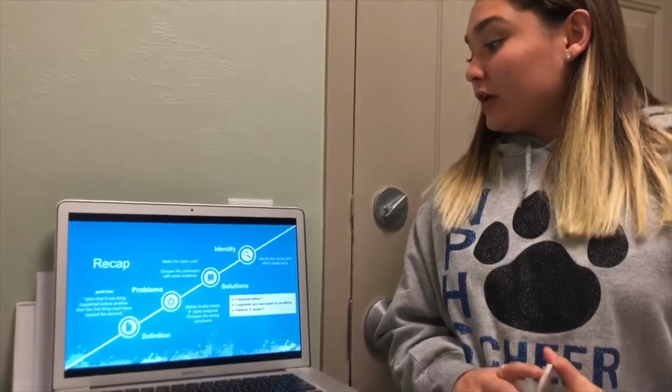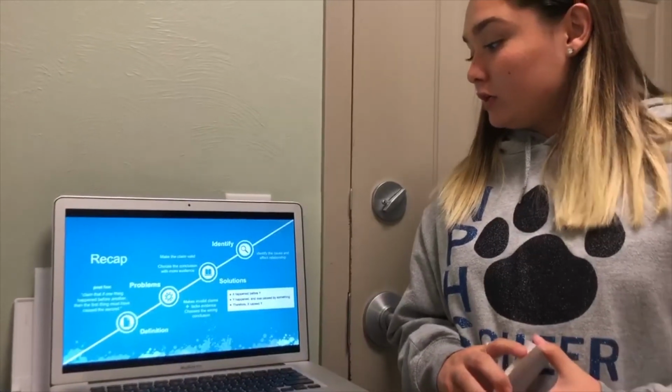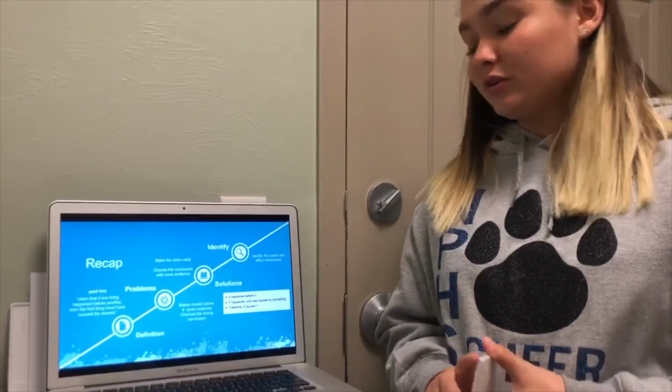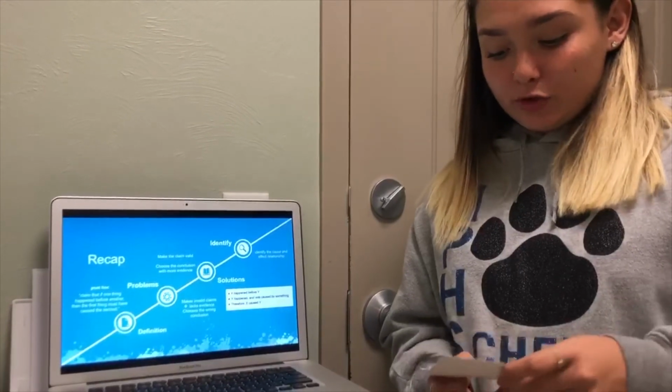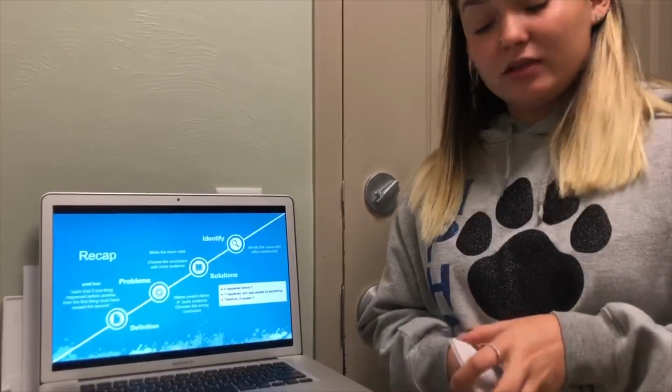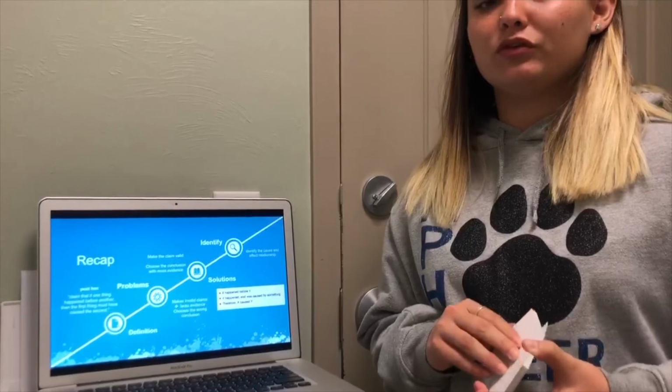To identify the post hoc in an argument, we identify the cause and effect relationship, which is usually the post hoc fallacy, considering that it's an assumption between two correlated events.